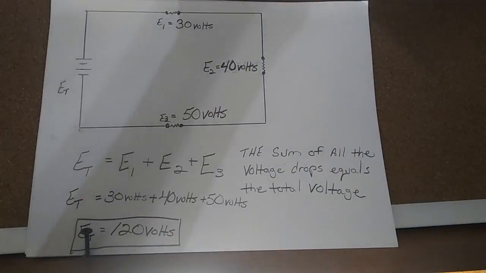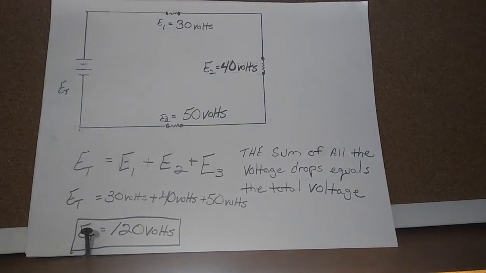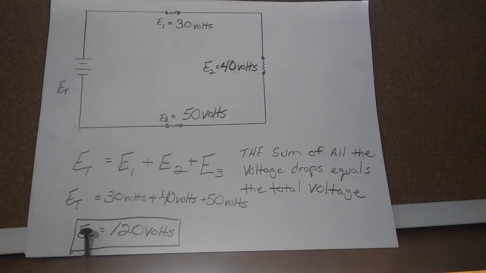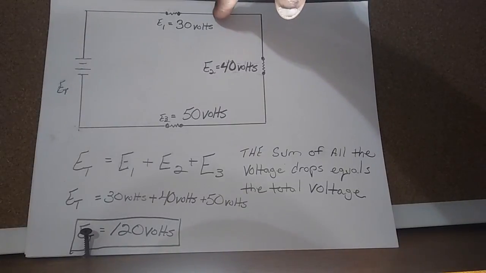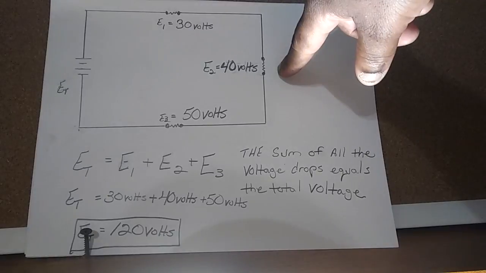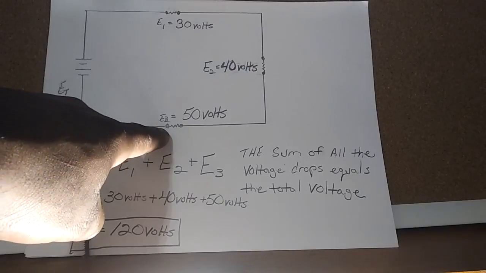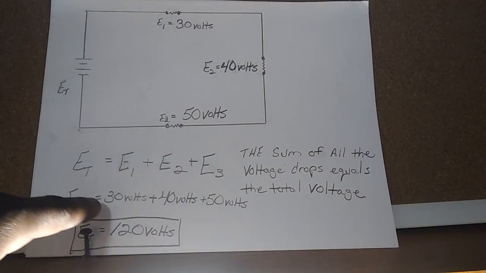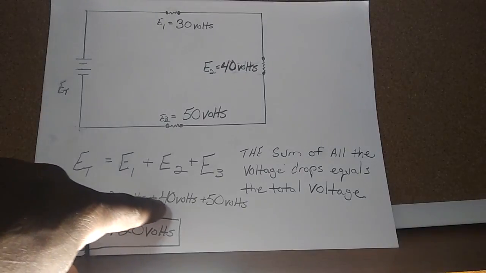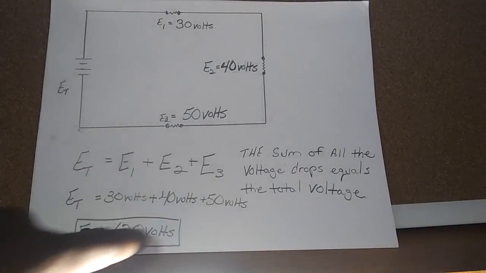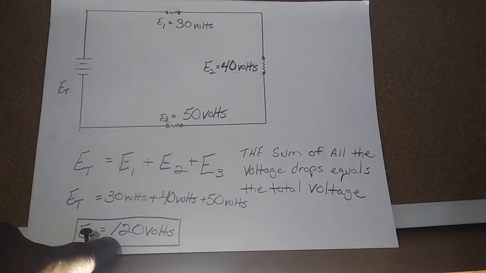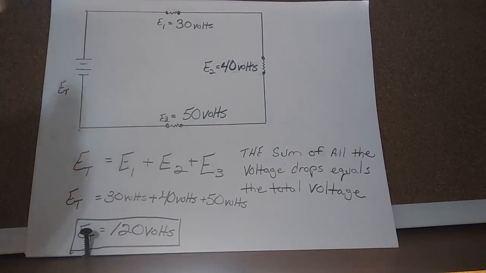Okay, now let's take a look at the voltage and what happens to it in a series circuit. The sum of all the voltage drops equals the total voltage. The voltage drop at resistor 1 is 30 volts. The voltage drop at resistor 2 is 40 volts. The voltage drop at resistor 3 is 50 volts. So when you add them all up, 30 volts plus 40 volts plus 50 volts, the total voltage at the power source is 120 volts.